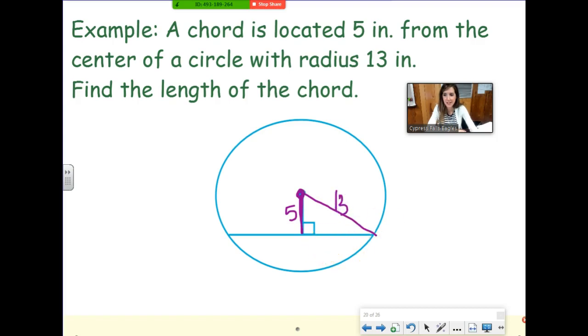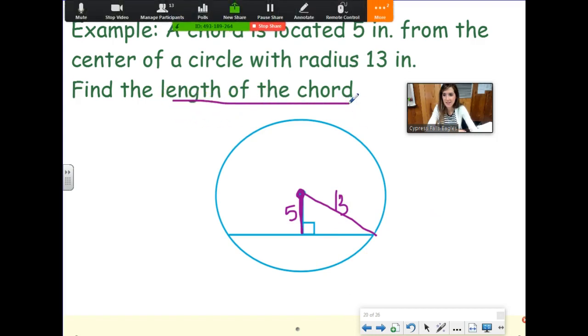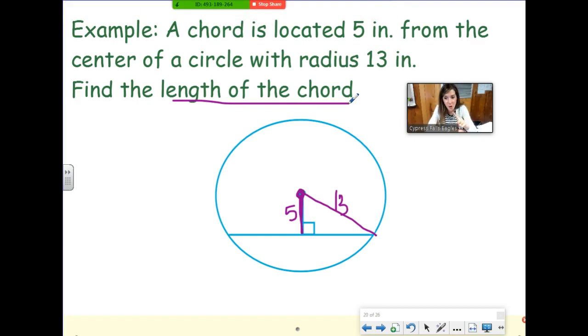What's the answer? Y'all can shout it out. 24. Yeah, you gotta read carefully. Find the length of the chord. Oh, so good. 12. If a radius is perpendicular to a chord, it bisects the chord. So 12 and 12. The answer is 24. The answer to the problem is 24.